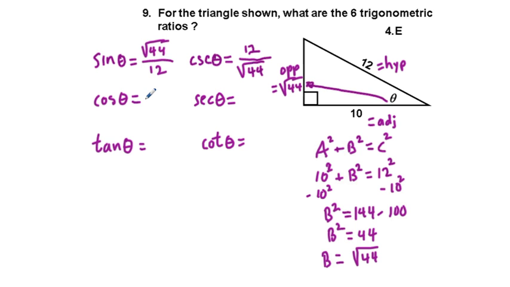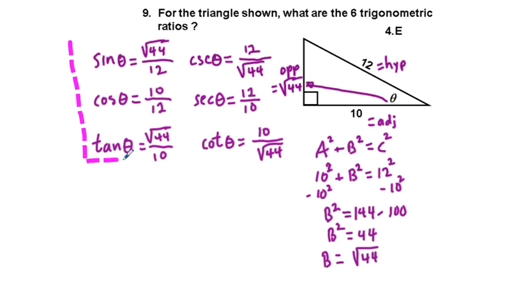Our cosine is going to be our adjacent over hypotenuse, so we're going to have 10 over 12. And that'll simplify, if you want it in simplest form, to 5 over 6. But our secant is the reciprocal of cosine, so we have 12 over 10. Our tangent is our opposite, square root of 44, over our adjacent side, which is 10. And our cotangent is just the reciprocal of that tangent, which is 10 over square root of 44. So these are all of our answers here.